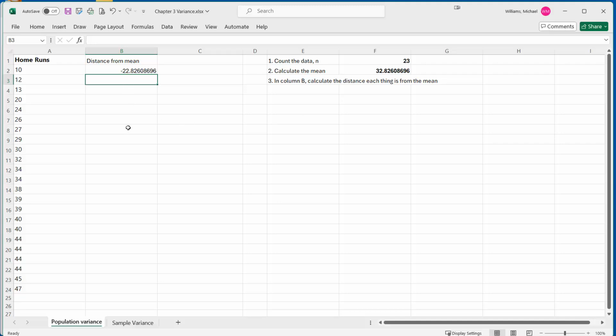Now we need to do this for each one. Now we could manually do it. We could do this one just like the one we did above, right? This minus this. But then we'd have to keep doing that and do it 23 times. Or 22 more times. That's a pain in the neck. There's a shortcut in Excel.